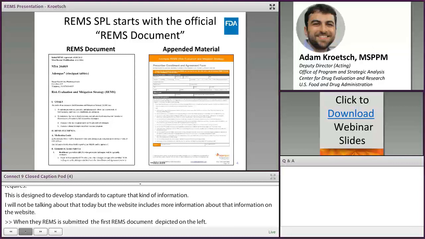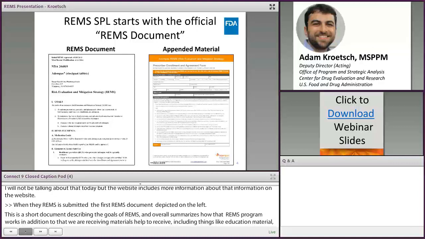But in addition to that, we're also receiving appended materials that are used to help facilitate the activities that are described in the REMS document. They can include things like educational material, brochures that patients may need to read, or prescribers, forms that need to be filled out, letters to healthcare providers, and other related material.